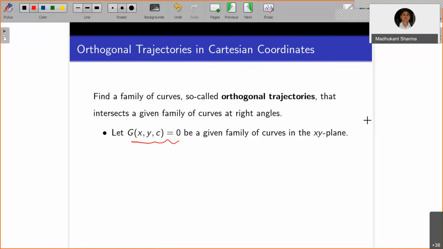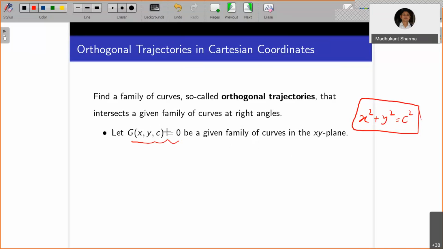For example, you can take one of the circles, x square plus y square equals c square. This is a one parameter family of circles. The radial directions mean lines passing through the origin, all lines passing through the origin, and the tangent to that point will intersect at a right angle, which I will show you. So let G be a given family of curves in the xy plane.